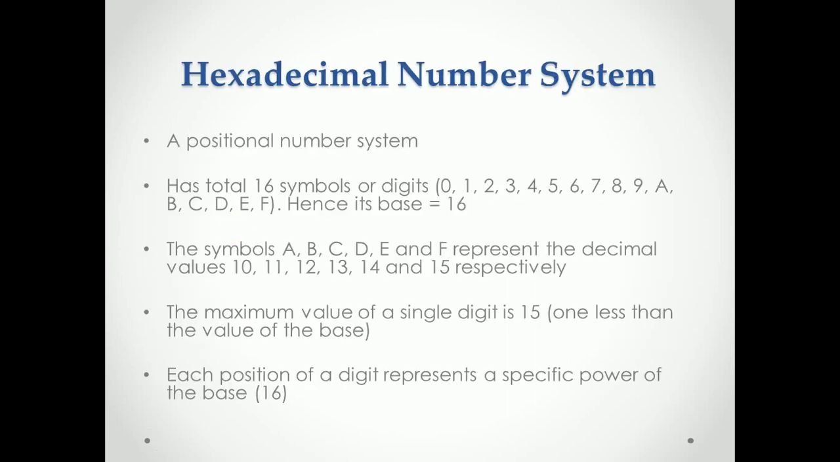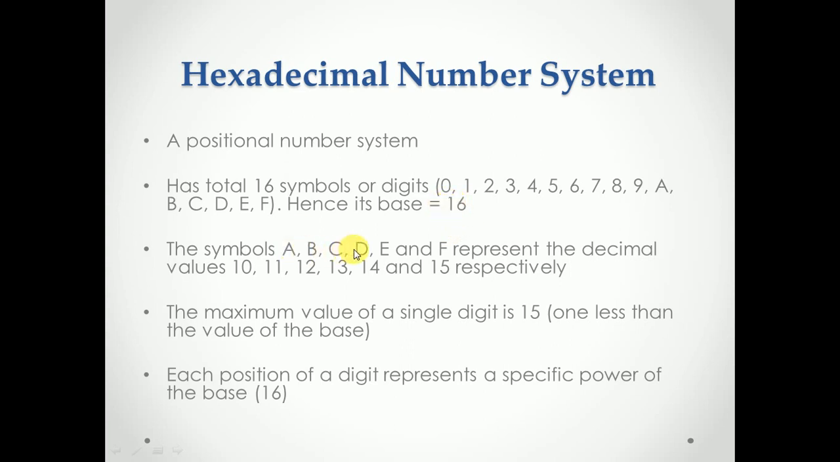Next, the hexadecimal number system. Hexa means 6 and decimal means 10. So it has all the digits of the decimal system, 0 to 9: 0, 1, 2, 3, 4, 5, 6, 7, 8, 9. In addition, it includes 6 alphabets: A, B, C, D, E, F. So it has 16 digits. Hence, its base is 16.